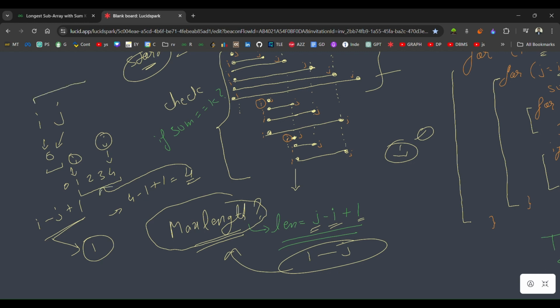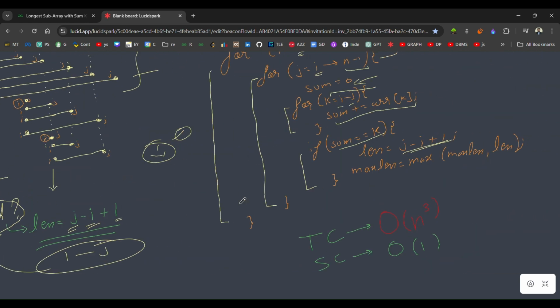Basically from starting till ending, the length, minus from starting till i. This is j, this is i. When we subtract, we will get the length of this, j minus i, which will give the length, right?